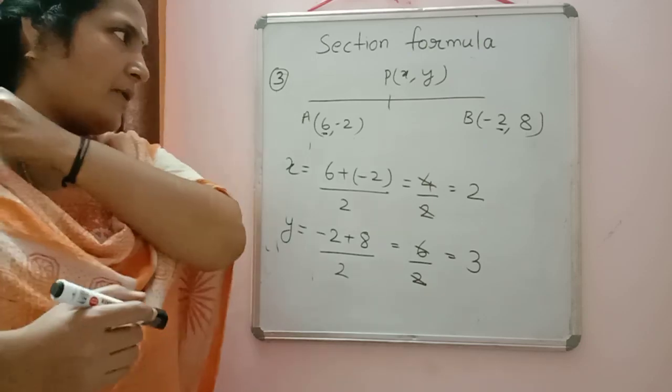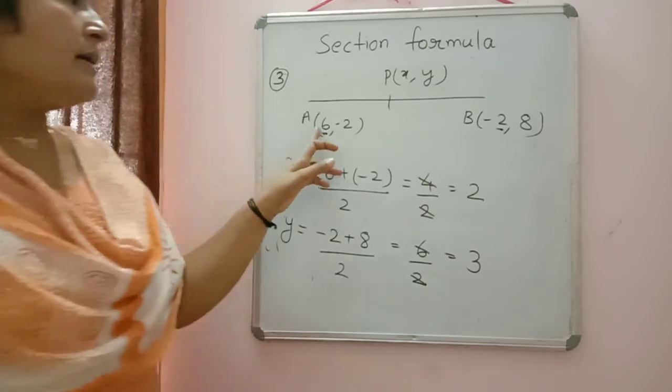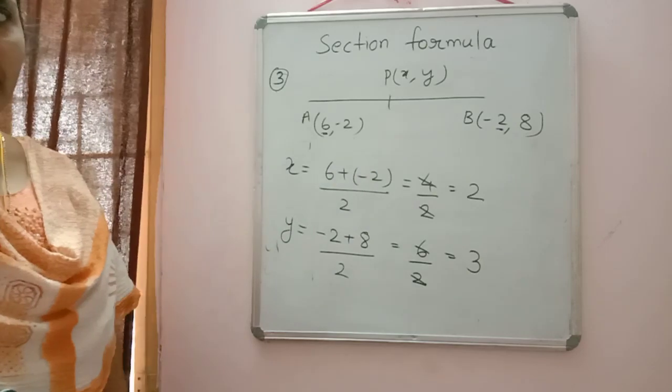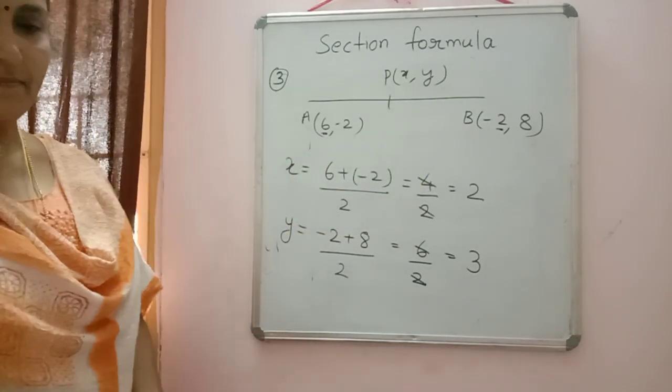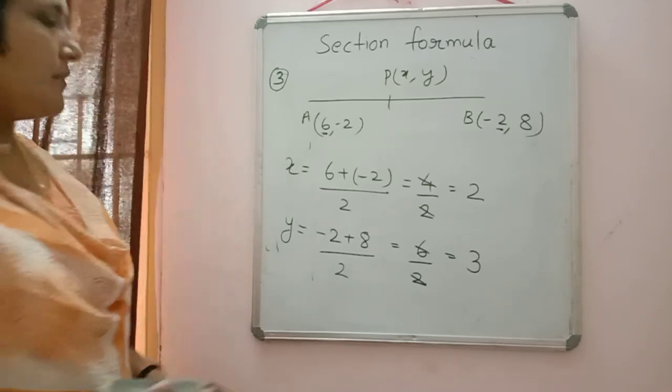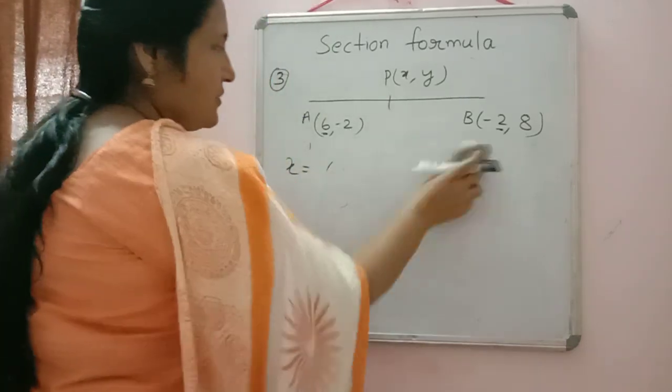So in case of midpoint, the formula will be x1 plus x2 divided by 2, y1 plus y2 divided by 2. Okay. Moving on to the next question.